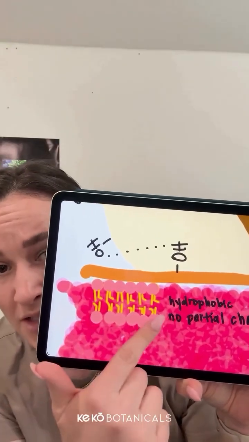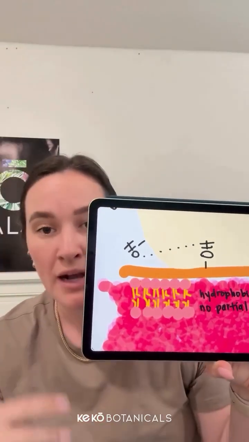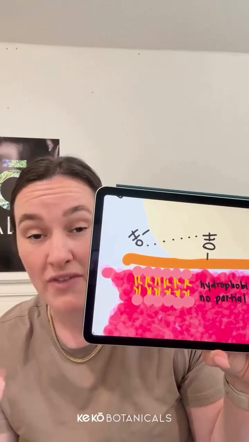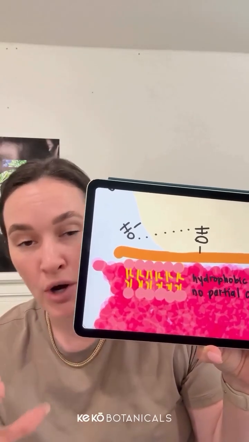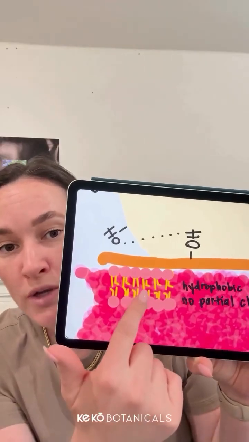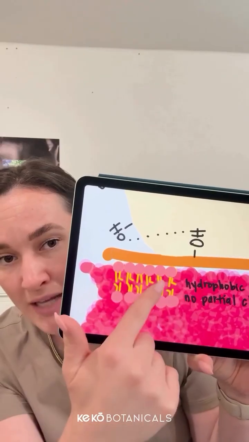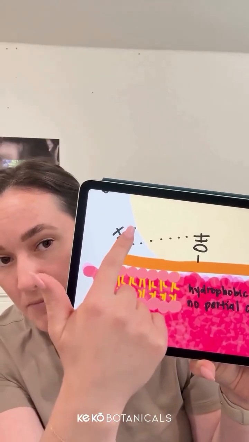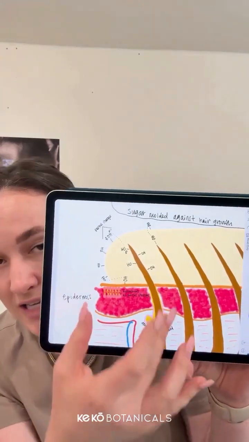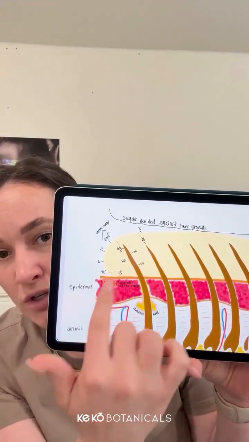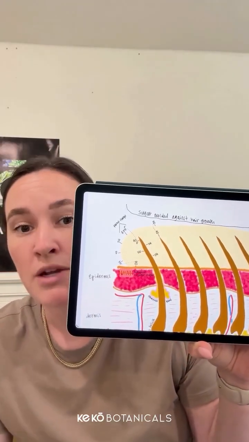They don't mix. And these little lipid molecules, the ceramides, the fatty acids, the cholesterol, all of that make up our lipid-rich matrix of the stratum corneum, have no partial charges. So there's no charges that can be donated. So there's no bonding happening between these hydroxyl groups and this lipid bilayer. So you're not getting adhesion of the sugar to the lipid-rich matrix of the epidermis, the stratum corneum.